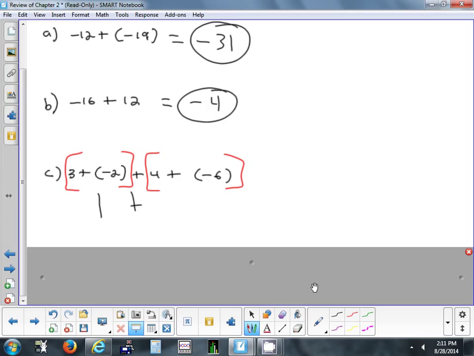Sam, on the other side, is your answer going to be positive or negative? Why? 6 is bigger than 4, right? All right, so what I do sometimes is I just read it backwards. So I know my answer is going to be negative, right? 6 minus 4 gives you what? 2. Last part, I got a negative 2. I got a positive 1. Answer is going to be positive or negative? Negative, because 2 is bigger than 1. Dom, what do you got? Negative 1. Beautiful.